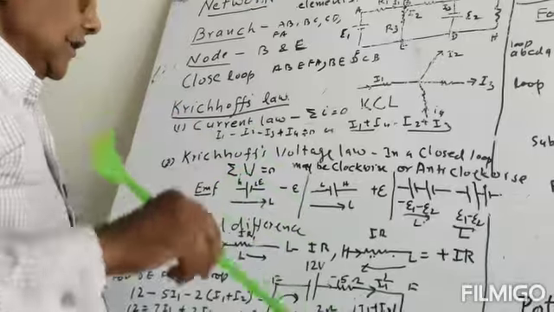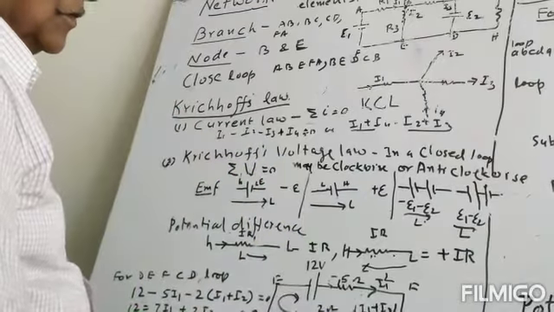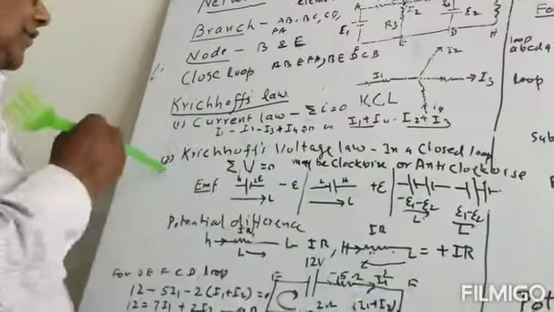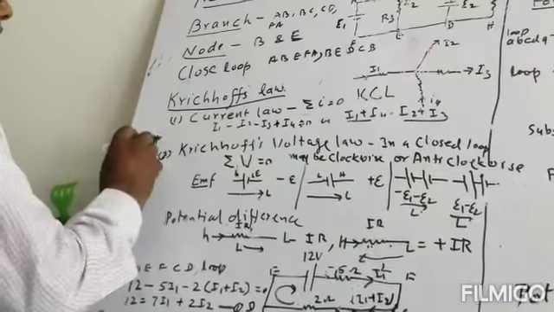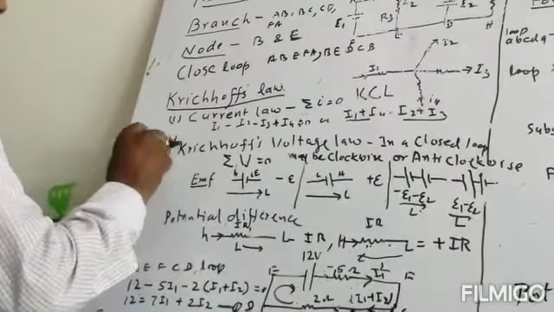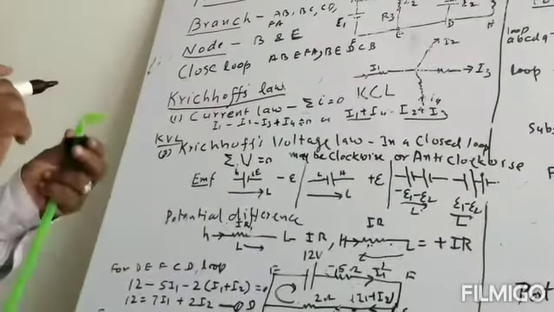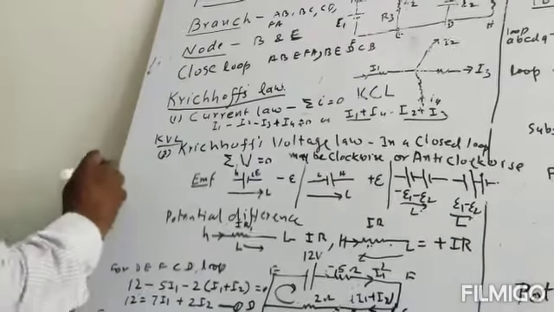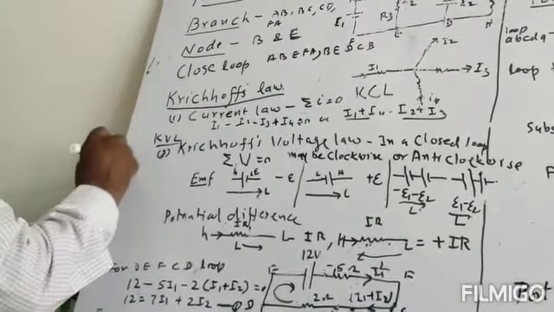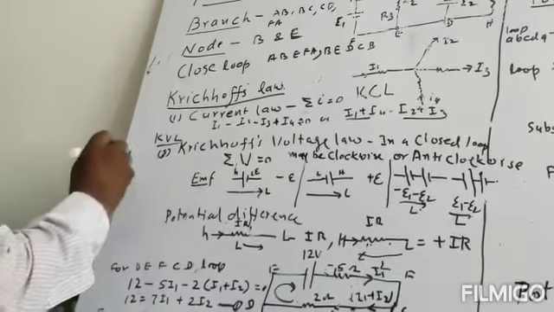Now the second law is Kirchhoff's voltage law. We can call it KVL, Kirchhoff's voltage law. KVL is based on the conservation of energy. Suppose we want to put a thing from here to here.